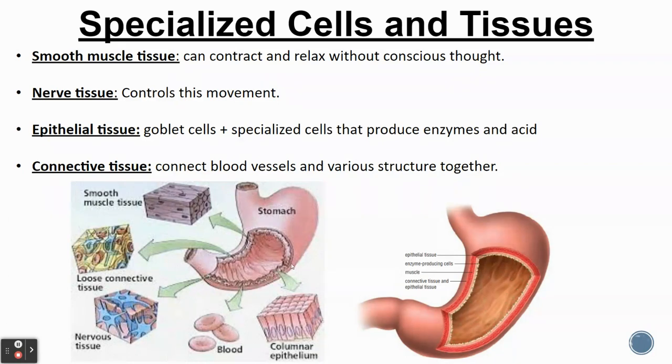Okay. Our stomach contains a variety of different types of tissue. So we have smooth muscle tissue in our stomach, which allows for the stomach to crush stuff without even thinking about it. It also has nerve tissue, which allows you to control the movement of your stomach. It has epithelial tissue, which has goblet cells and specialized cells that make enzymes and acid as well. It has connective tissue, basically some blood vessels and other structures that help to nourish the stomach as well.